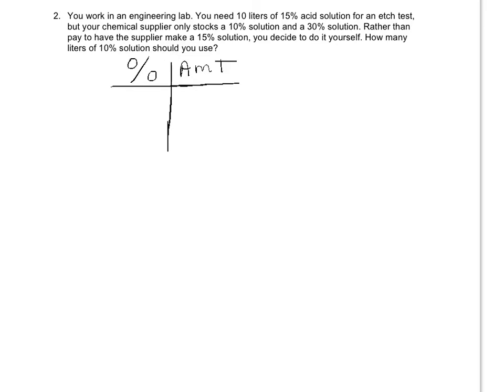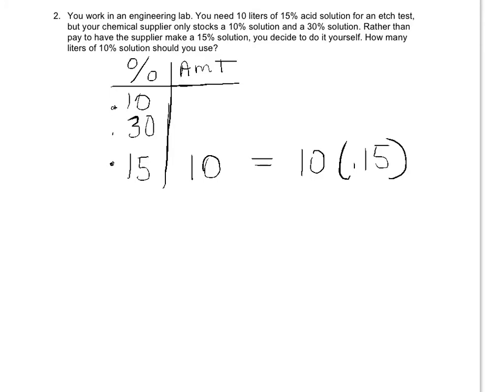And we have a 10% solution, so I'm going to write 10% as a decimal, and I'm going to put it in my percent column. And then I have a 30% solution, but I want to end up down here with a 15% solution. So that's my goal. So I have to say that I want a total of 10 liters. Okay, that's my goal, is to get to 10. And it's 10 of a 15%, so this is going to be 10 times my 15% solution.